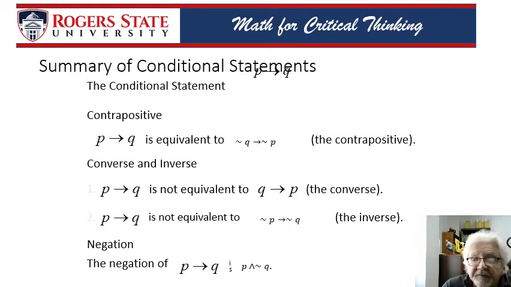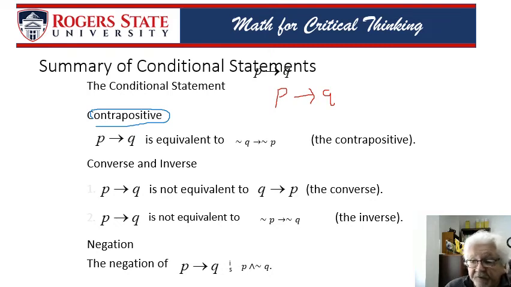Okay, so a summary of the kind of conditional statements we've got. If we have a conditional statement, and let's just say we start with P implies Q, then there's four things we can deal with. The first one is called the contrapositive. Now, if you think about what that word means, it's sort of like contra and leaving it alone. So that means make everything negative. So that means not Q implies not P.